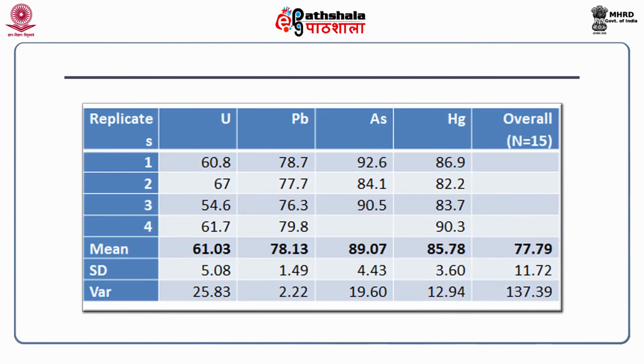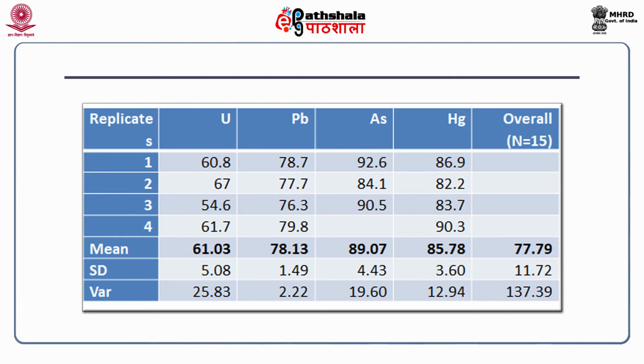As you can see in this particular table, it has been summarized, including for each group the mean, standard deviation and variance. You can see below that the respective group, and on the right side, the rightmost column is the overall mean, that is, the overall mean is 77.79. From this value, the first step for the ANOVA is we have to calculate SS total.